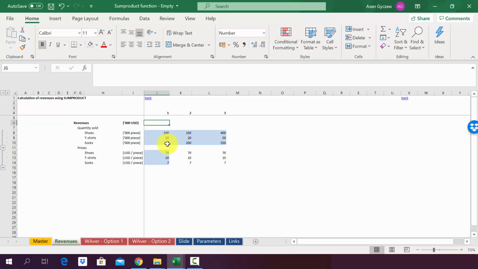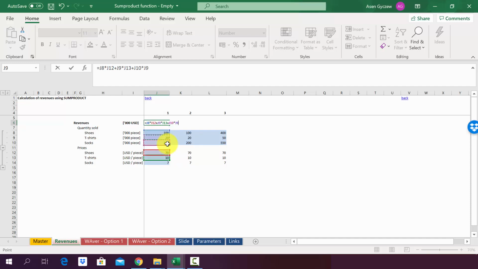So obviously it is time consuming, and let's see how we would do that in a traditional manner. I would have to multiply the quantity by the price for the first product, then exactly the same for the t-shirts, and finally for the socks. It takes some time, but here we have just 3 products. Imagine that you have, for example, 100 products. It would take you ages.